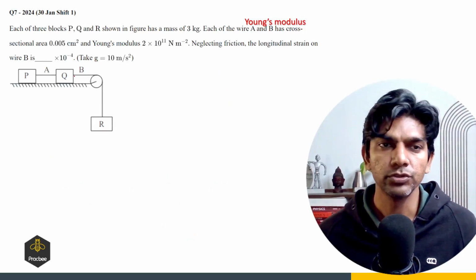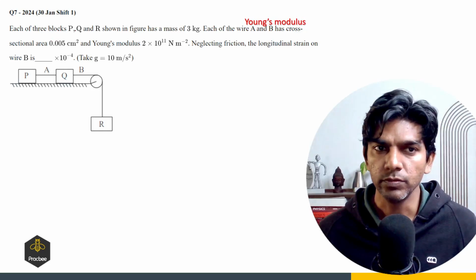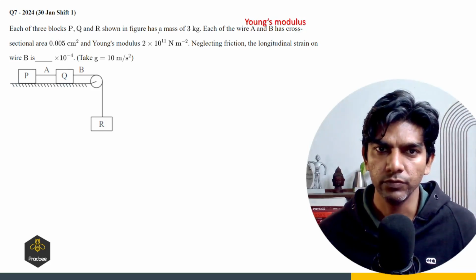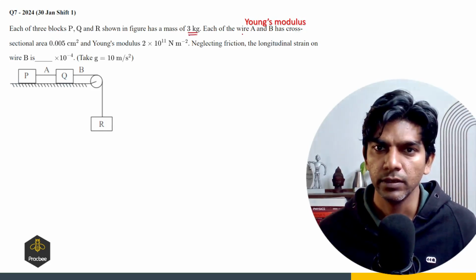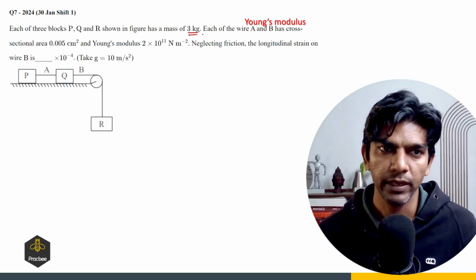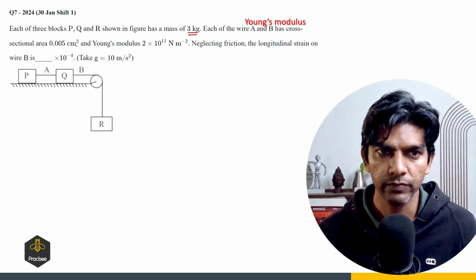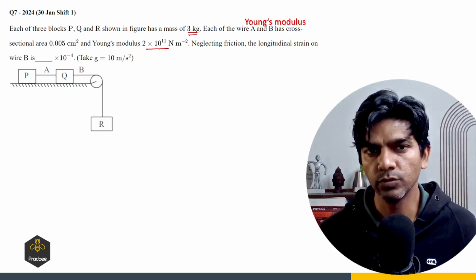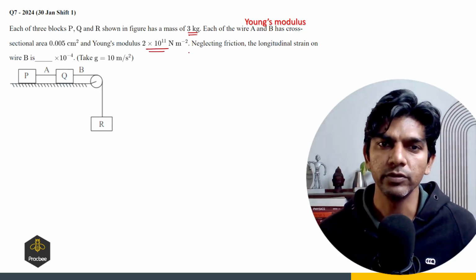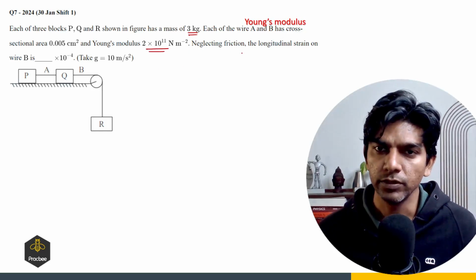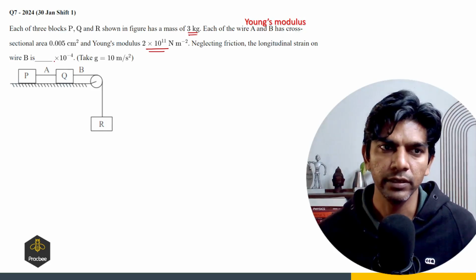Right, so let us see the next question based on the same problem type. Each of the 3 blocks P, Q, R shown in the figure has the mass 3 kilograms. Each of the wire A and B has cross-sectional area of 0.005 square centimeter, and Young's modulus is 2 into 10 raised to power 11 Newton per meter square. Neglecting friction, find the longitudinal strain in the wire B.